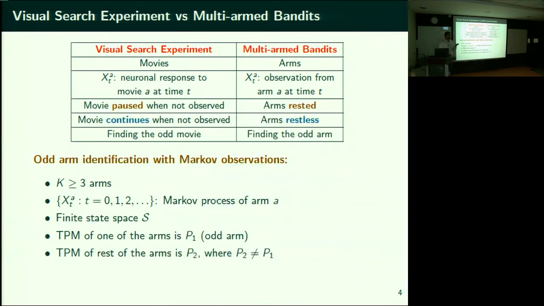Now, you may ask me, do I know P1 and P2? Well, you may or may not know. If P1 and P2 are known, there is a certain problem at hand. The only unknown is which arm is the odd arm, which movie is the odd movie. I know the P1 and the P2. If I don't know P1 and P2, of course, those two are also unknowns. Which movie is the odd movie is number 1. What is the TPM of that odd movie? What is the TPM of all the non-odd movies? Those are also unknowns. But I don't care about the TPMs. As long as you're able to tell me which movie is the odd movie, I'm good to go.